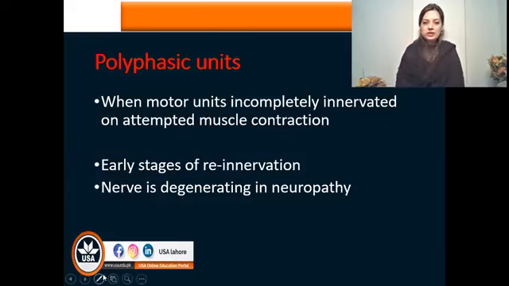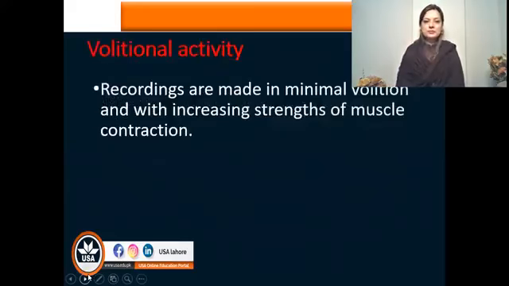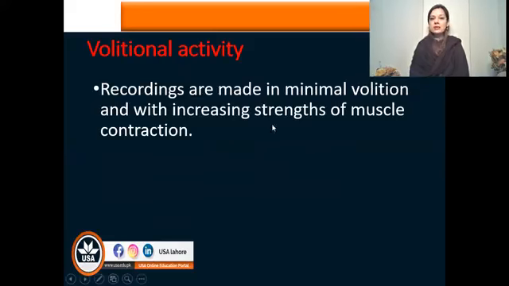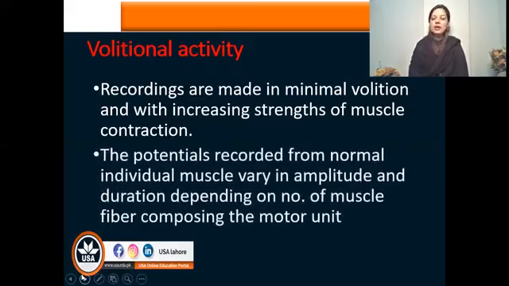Now, it is degenerating in the neuropathies. So I said volitional activity is the recording made at minimal volition, or at the level of minimum activity, with increasing strength of muscle contraction. The potentials that are recorded from a normal individual's muscle vary in their amplitude and duration, depending upon the number of muscle fibers that are going to participate.